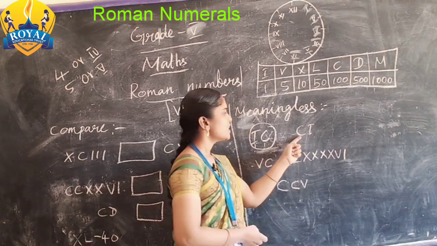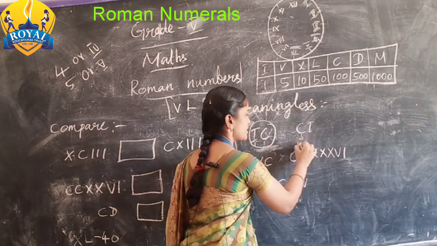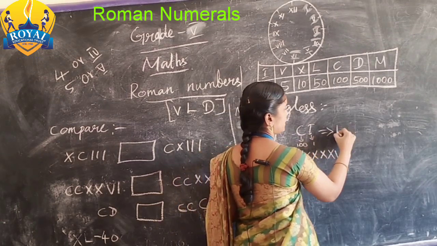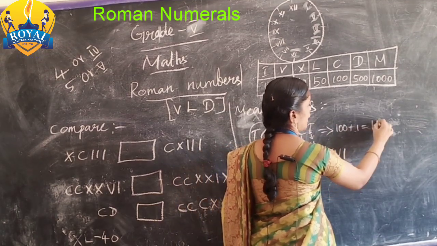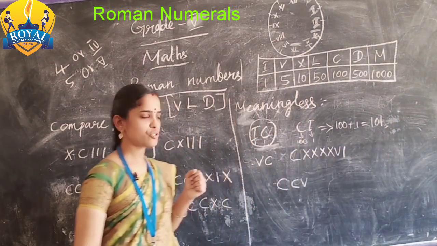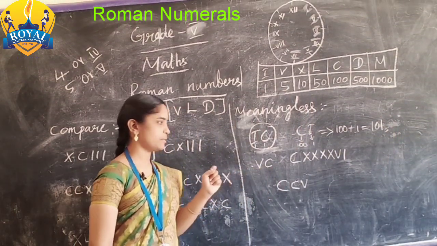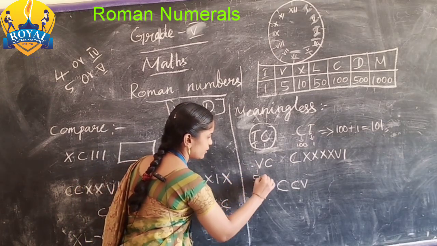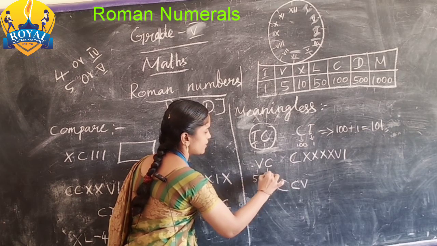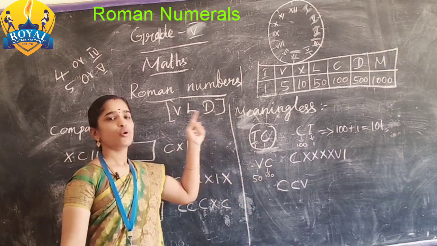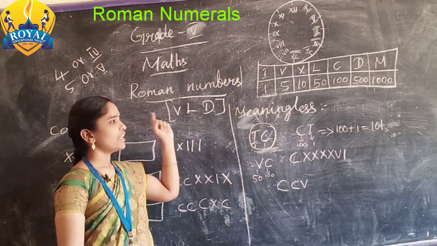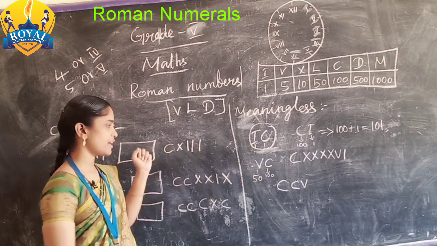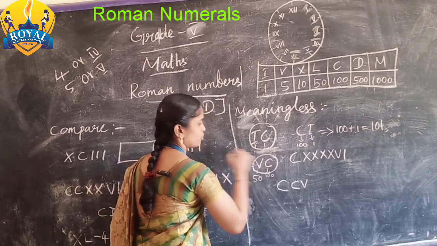The next one, CI. Here this is 100 and I indicates 1. We get 100 plus 1, 101. Okay student. The next one, VC. Here V indicates 5 and C indicates 100. Already told you V, L, D are never subtracted, cannot be subtracted. So this is also meaningless.